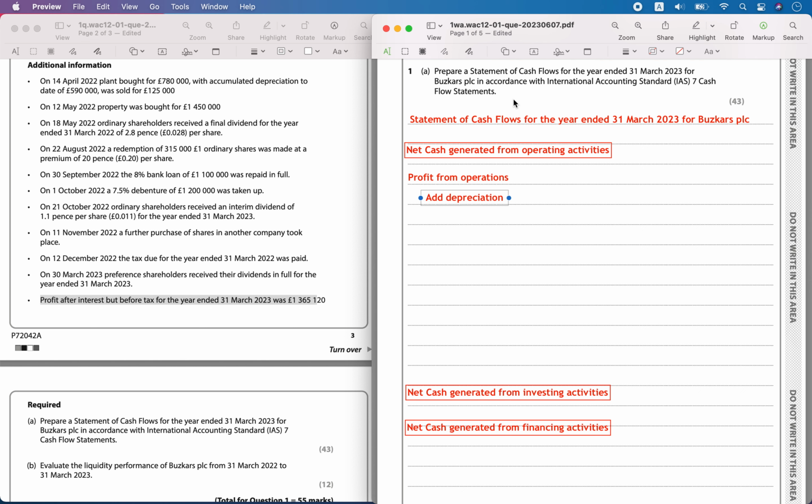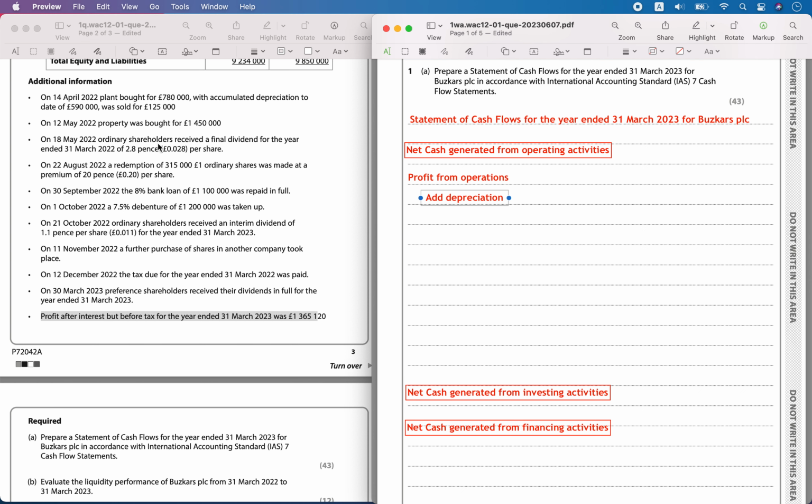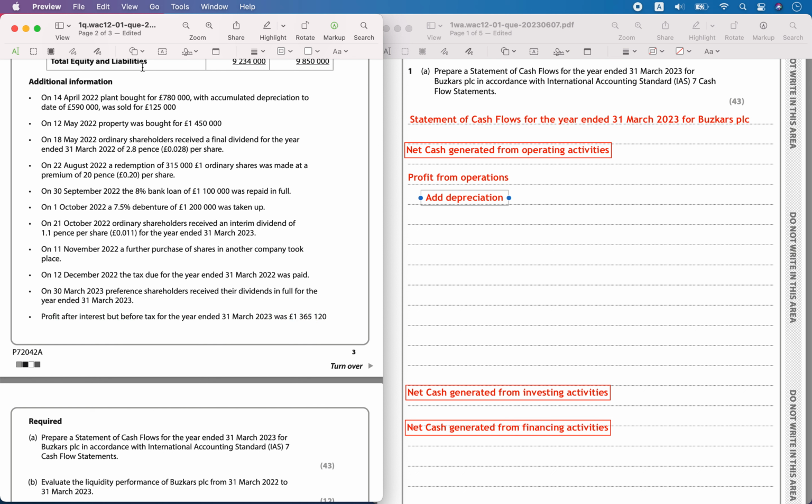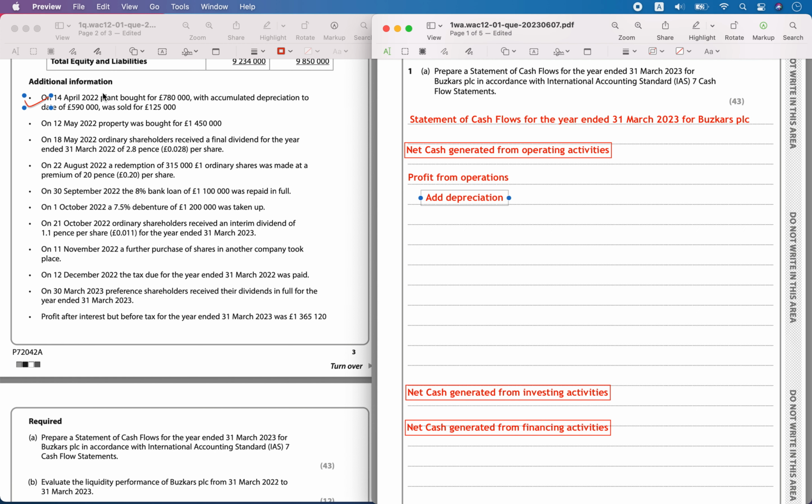Even for any loss or profit on the sale, for example, here they have said they bought something and a property was sold. If it was sold for a loss or profit, we will have to find it. If it was a profit, you would have added it as an income. If it was a loss, you would have subtracted it. So you will have to remove it.